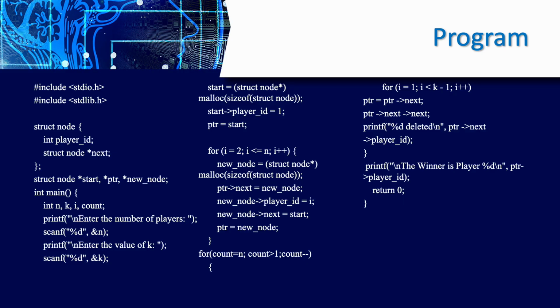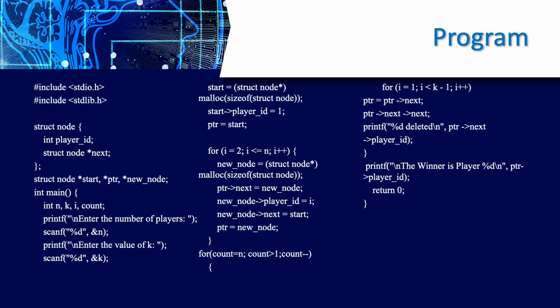And next we assign the player ID through the i variable. Since the loop runs from 2 to 5, we get the numbers 2 to 5. Finally ptr equal to new node, that means we move the pointer to the new node. Because it is a circular linked list, the last node should be connected to the first node.